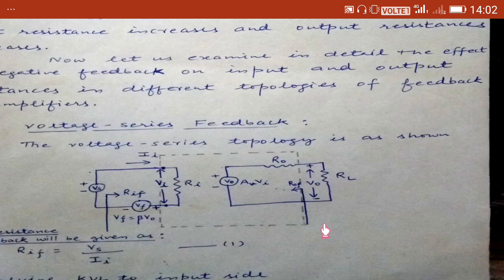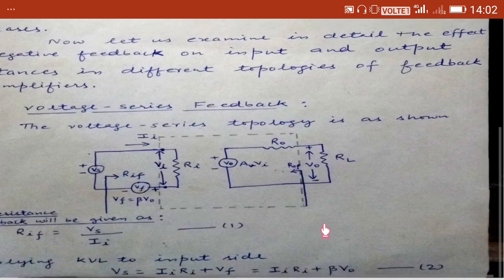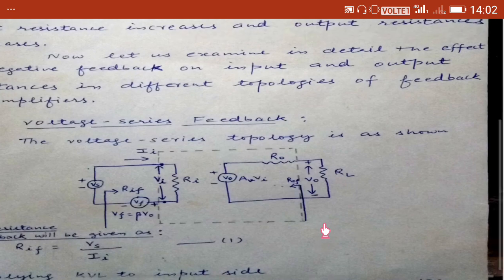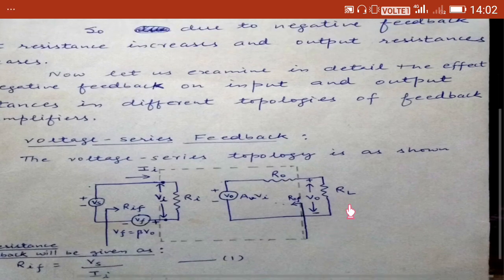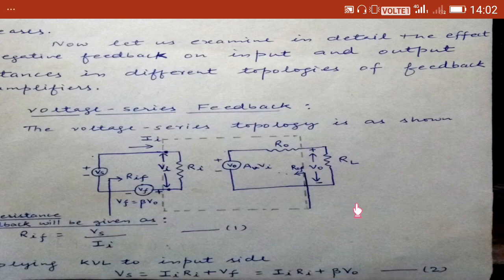No, no, wait a moment. ROF we already found. We need to find ROF dash. Sorry. ROF dash is basically ROF including load. What is the load? RL. So ROF dash is basically the output resistance seen looking into the output terminals. So what will be the value of ROF dash? ROF dash will be R naught parallel with RL.